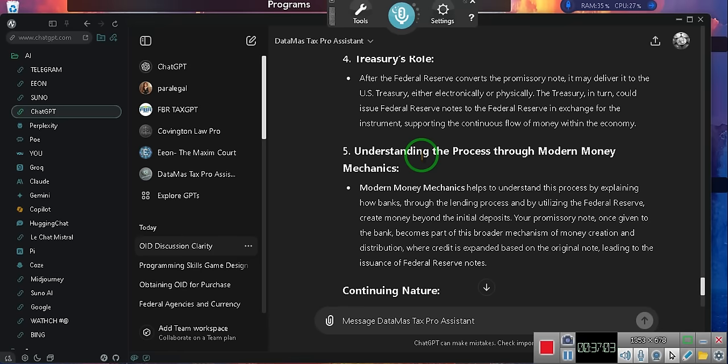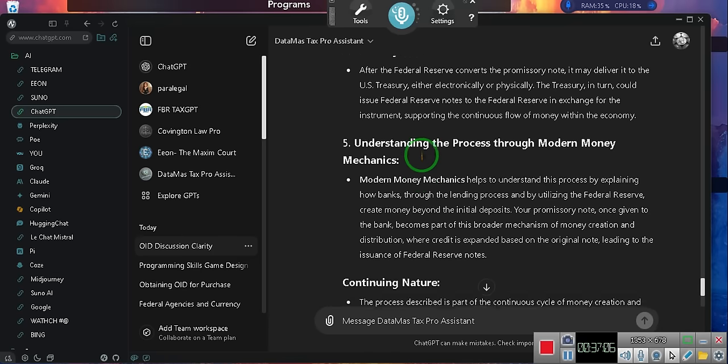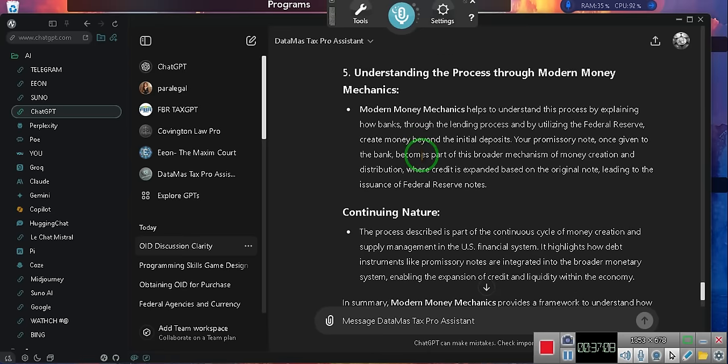Number 5, understanding the process through modern money mechanics. Modern money mechanics helps to understand this process by explaining how banks, through the lending process and by utilizing the Federal Reserve, create money beyond the initial deposits. Your promissory note, once given to the bank, becomes part of this broader mechanism of money creation and distribution, where credit is expanded based on the original note, leading to the issuance of Federal Reserve notes.